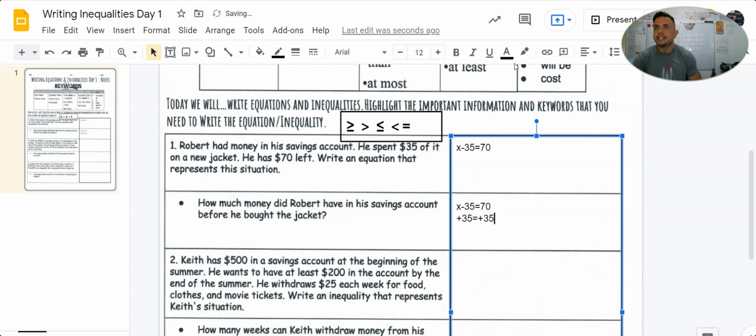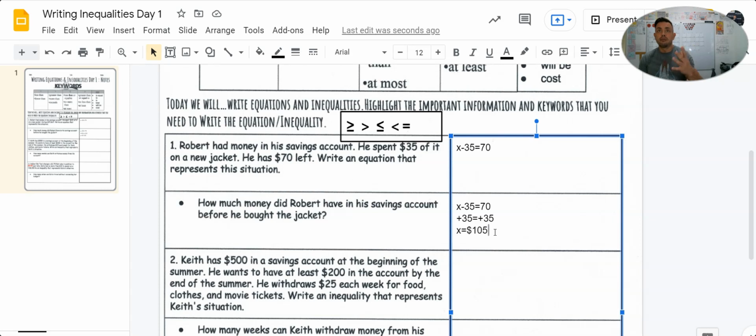When we do that, we come down another line. X minus 35 plus 35 cancel out. The equal sign falls down, and 70 plus 35 is $105. So that's how much money he had in his savings account before he bought the jacket: $105.